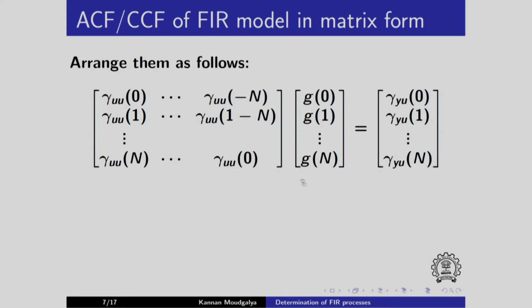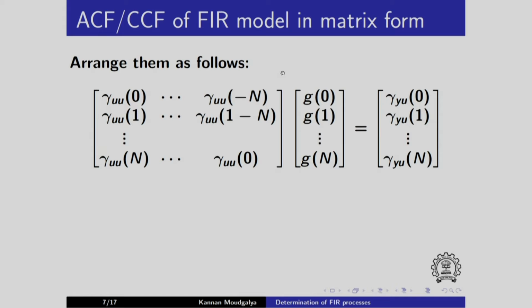You are given a plant, you are given a black box, you don't know what is happening, you excite it with an input, measure the output, take some averages, and from there you can calculate this G, which denotes the impulse response coefficient of this plant model. And remember that the impulse response has all information about the plant.